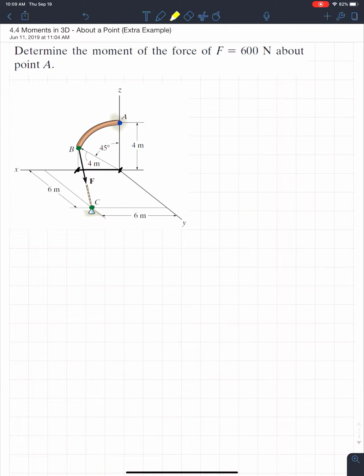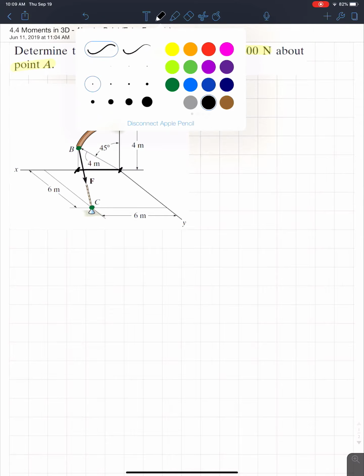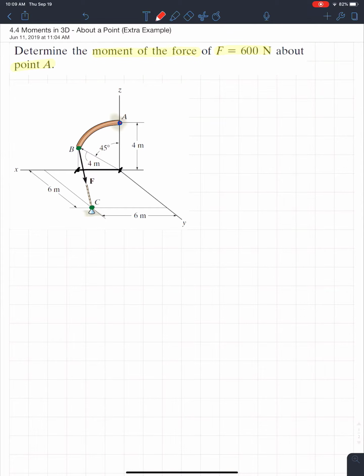Looking at this example, what it would like us to do is determine the moment of the force, F equals 600 newtons, about point A. So really quick, I think it's best if we highlight point A, because this is the point that we're going to want to take all those moments about. This point will be a very important parameter later on. But as I mentioned before, we're going to need to find that force in Cartesian vector notation.